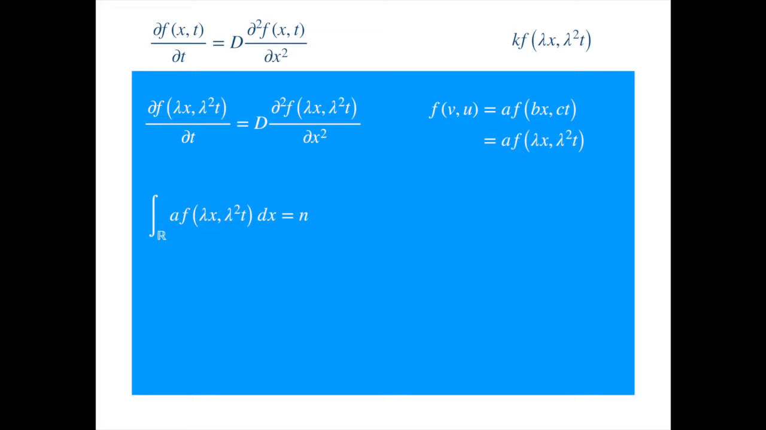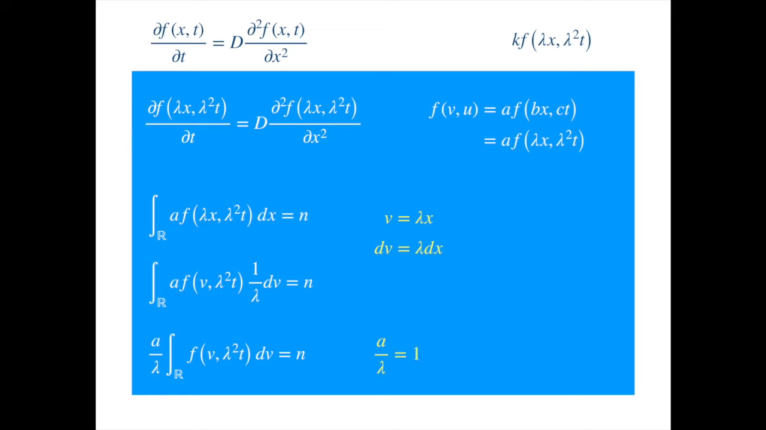Let's transform the first variable, so set lambda times x equal to a new variable v. Its differential is easy to calculate. Making the substitutions into the integral, we get, and we can take the constant terms out of the integral. Now again we want the integral of the function to equal the total number of particles, which we can achieve by setting the constant term equal to 1. So a must equal lambda, and our function becomes.